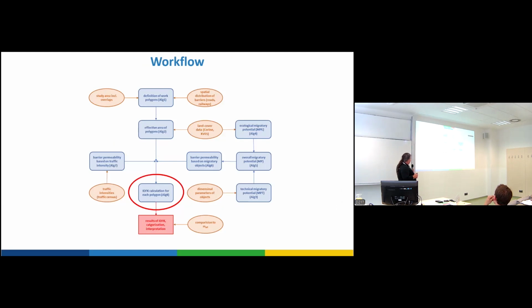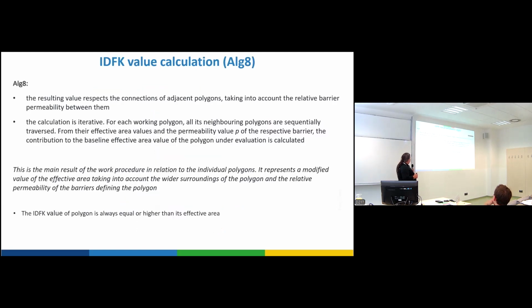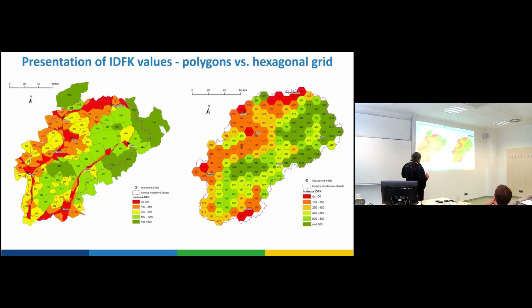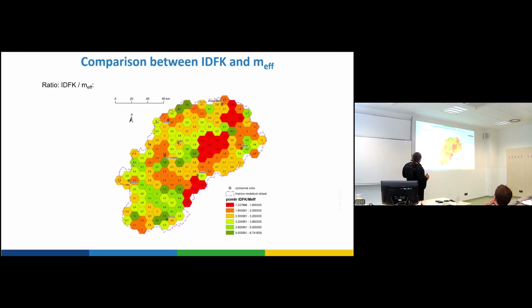And the final value is given that you always add part of the size of the neighborhood polygon to the final value. All neighborhood polygons are added, part of their size, effective size, to the value. So, what is important to know is that there are some more examples of the values, and this is the ratio between our new indicator and the effective size.